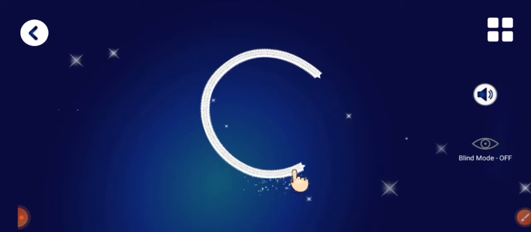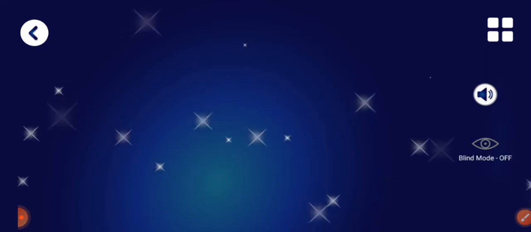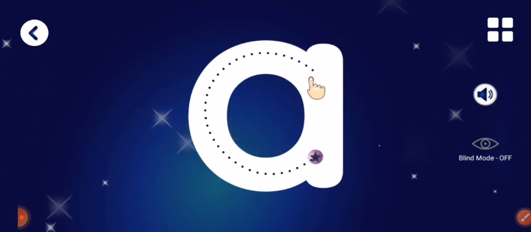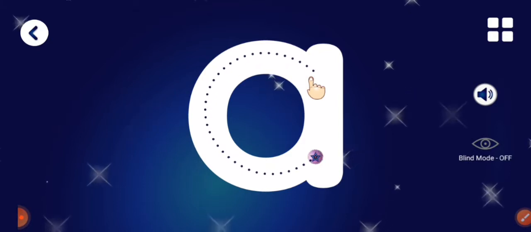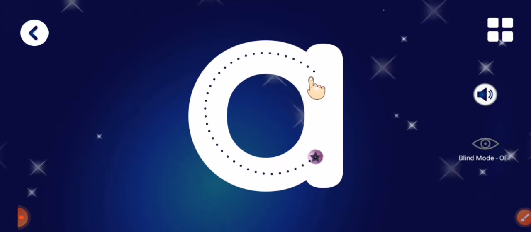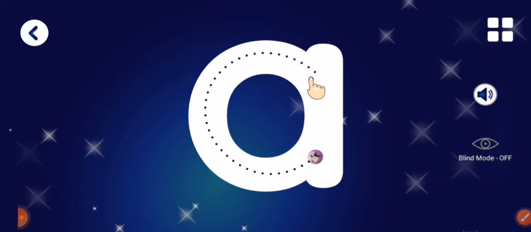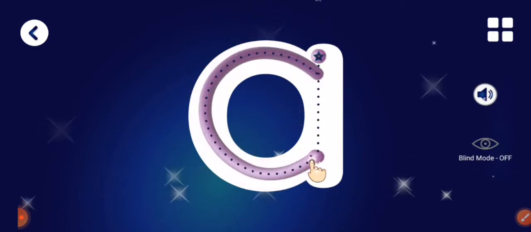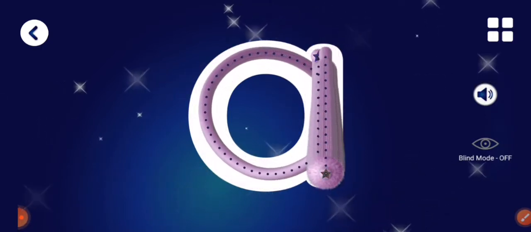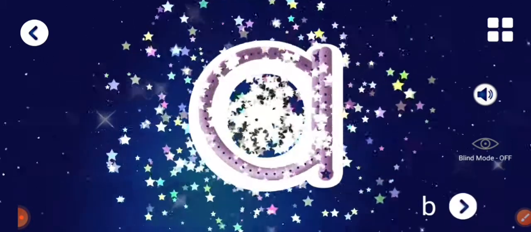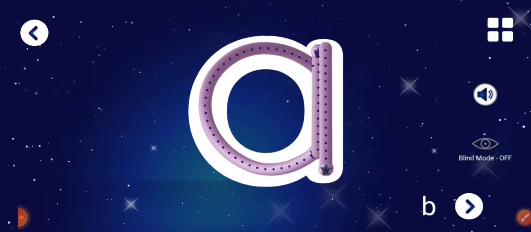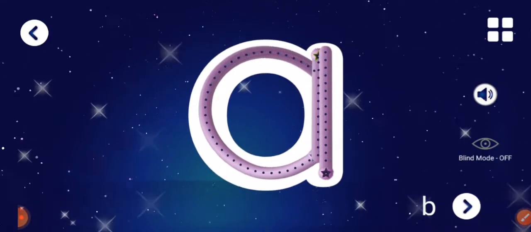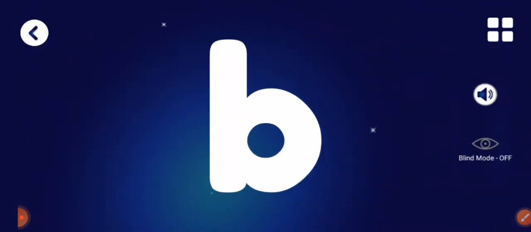So which letter is it? A. A for apple, A for acorn, A for aeroplane, A for axe. Okay? So like this. With the help of your finger, you have to touch the dots and this star. Then again up, down. So like this you have to write the small letter A. Which letter is it? Small letter A.